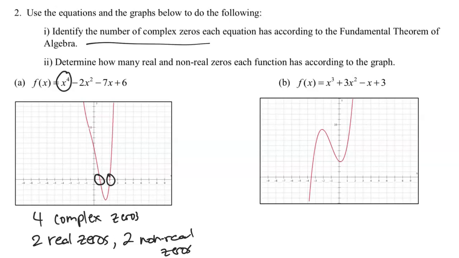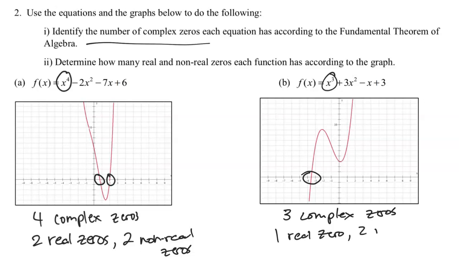Okay, in letter B, we have x cubed, and so that's a 3rd degree polynomial. It means that by the fundamental theorem of algebra, we're going to have 3 complex zeros. And if you take a look at the graph, how many times does it cross the x-axis? I see exactly 1 time, and so therefore there is 1 real zero, because functions only cross the x-axis at real zeros. And if there are 3 total and only 1 of them is real, that means 2 of them have to be non-real.